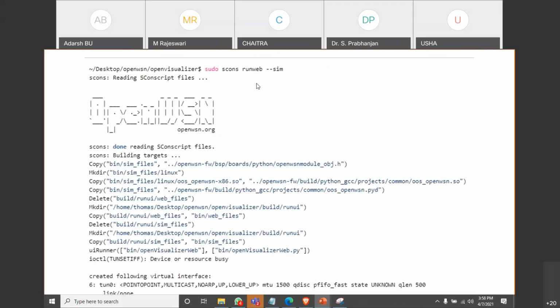That is with sudo admin permission: scons runweb --simulation. Now it will start showing scons reading scons script files and OpenWSN. Make sure that you get an output the way I am showing. I am supposed to execute it in my system, but I'm getting an error, and I'm sure fixing it will consume some time. So sudo scons runweb --simulation. I hope everyone is able to get that.